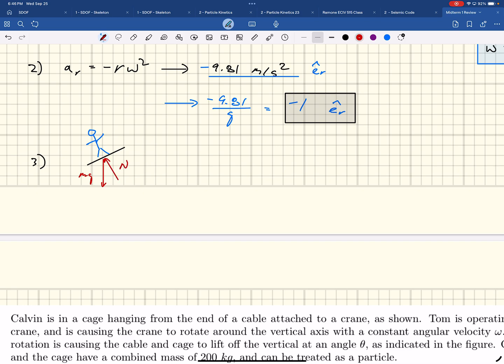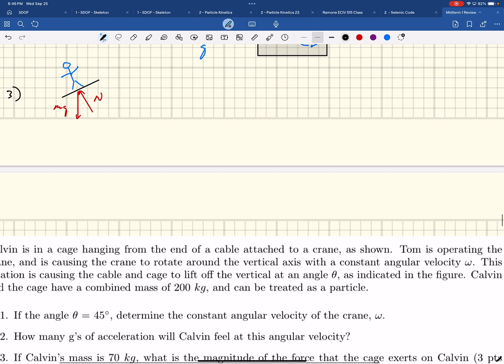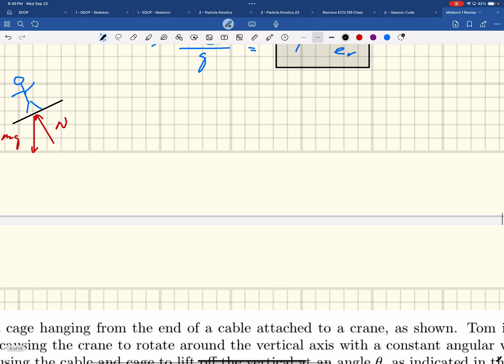And that's it, that's the only thing acting on Calvin. What the problem asked you is what's the normal force, what's pushing on the bottom of Calvin's feet. And there are actually 2 ways you can get that normal force, and I think the easiest is to look in the z direction.